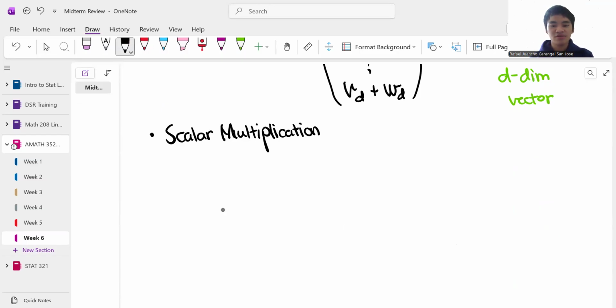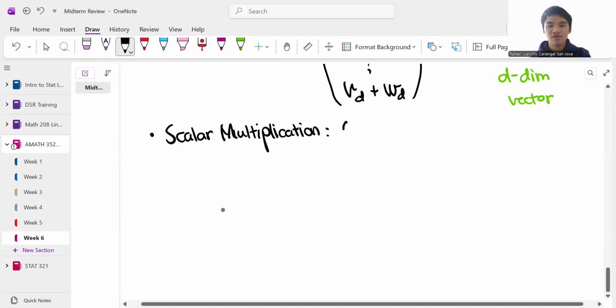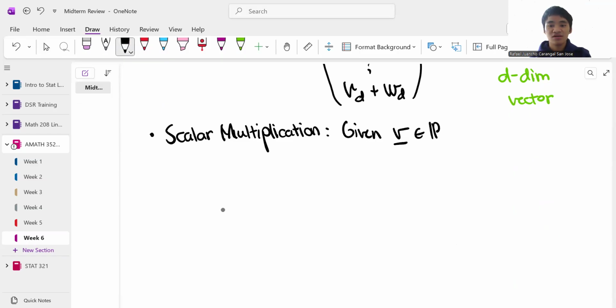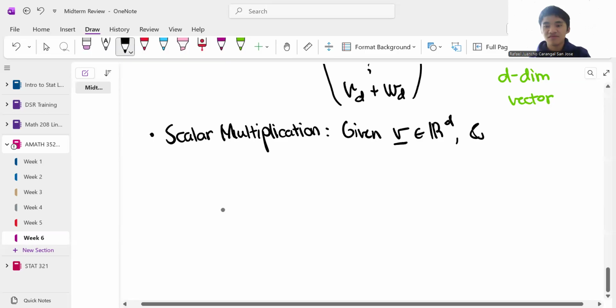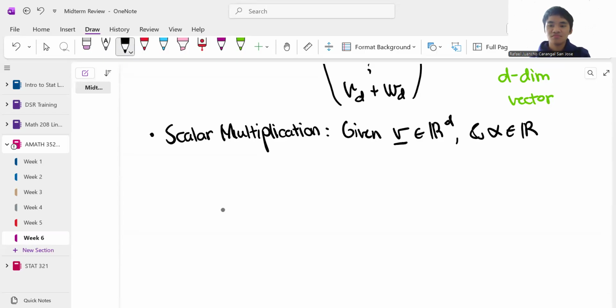Now, why did I call it scalar multiplication? Because we're multiplying a vector by some scalar. Now, what did I say about scalar? It's a number. So let's say given vector v in d dimensions, and let's say we have scalar alpha, and this is just a real number, right? It belongs to the real number set. So alpha is just a real number. It's just a number. We're not saying it's an angle or anything.